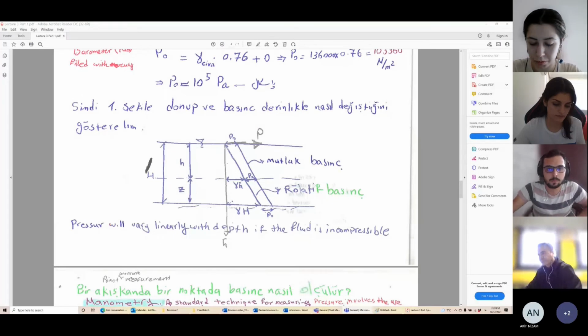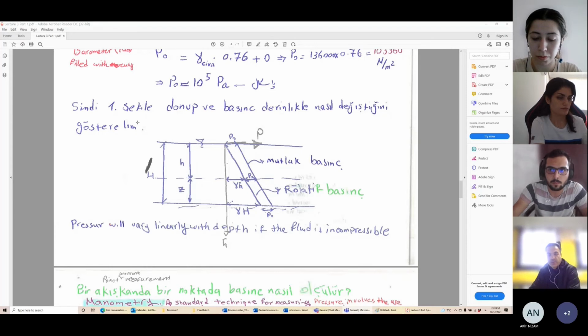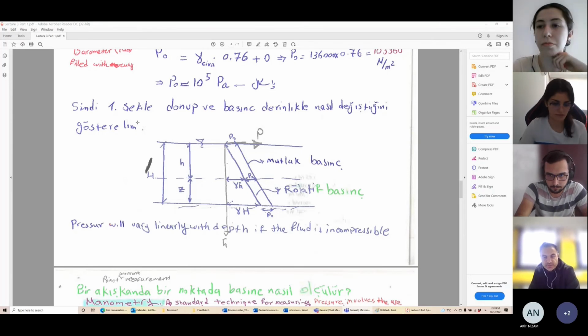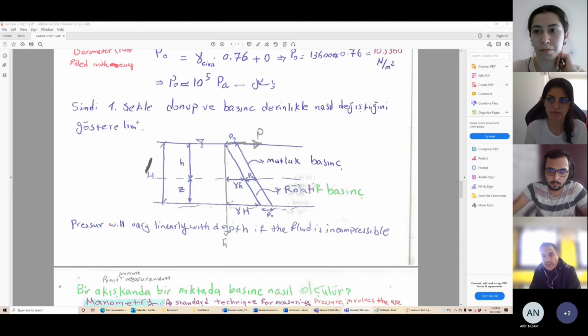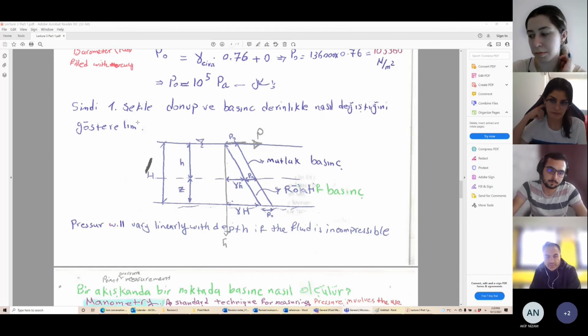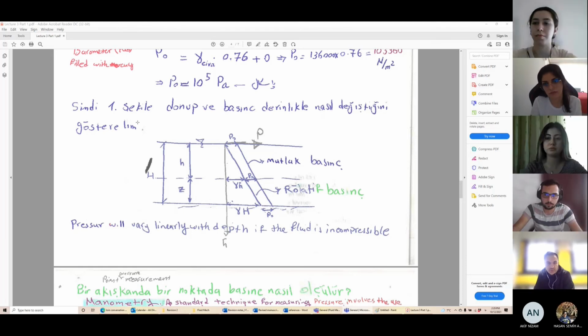Okay, in the previous lecture, we derived the magic equation for the calculation of pressure. Very easy, but very useful. And we said that relative pressure at any point equals the density of the liquid times the depth of the point from the free surface. Or mathematically, P equals gamma times H.